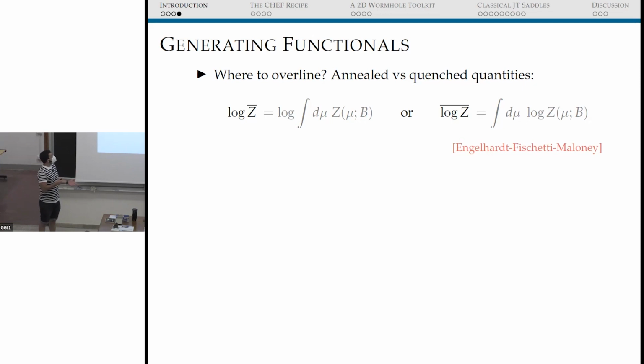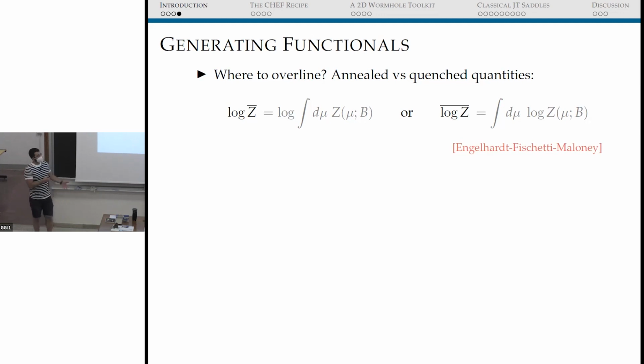In the language of condensed matter theory, we would be integrating over couplings, or letting the variables equilibrate, and then computing the free energy. But we could also consider a quenched quantity. A quenched quantity is when we don't let the variables equilibrate, but we take the free energy with the logarithm, and then we integrate over theories or over couplings. And that's what these overline logarithms here mean. This is precisely what Engelhardt, Fischetti, and Maloney considered in JT gravity. These objects have been considered in condensed matter for ages, but in gravity, we have not.